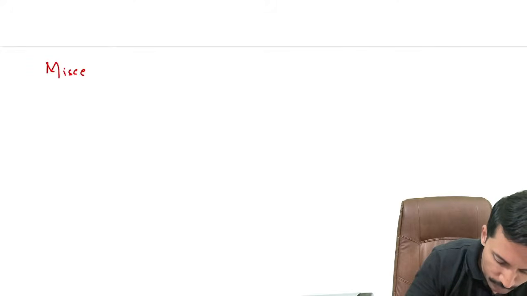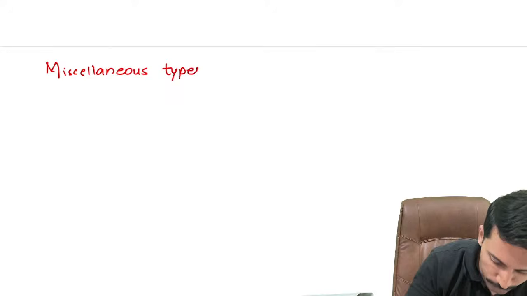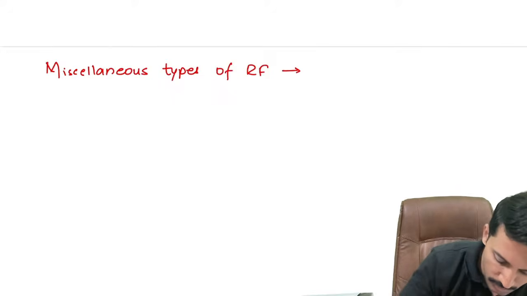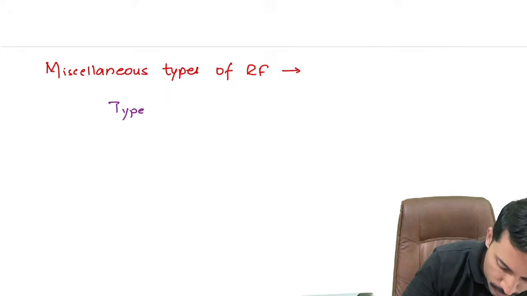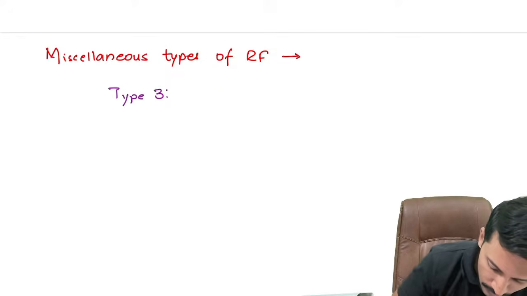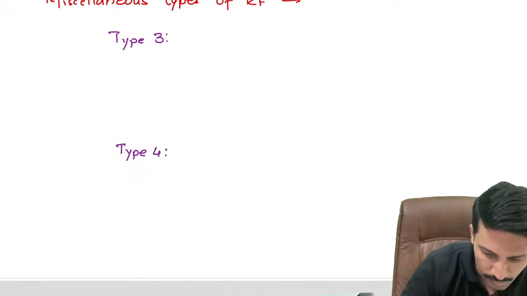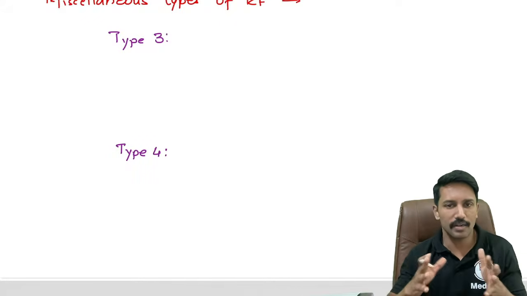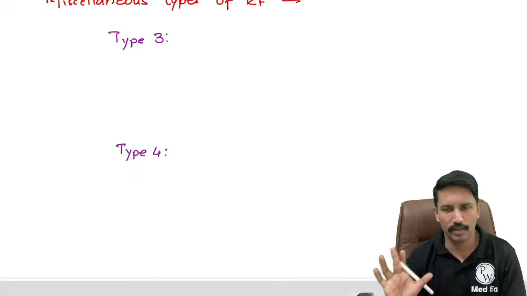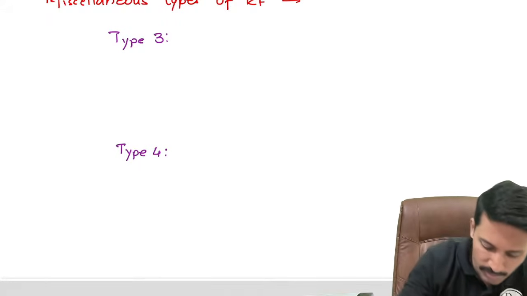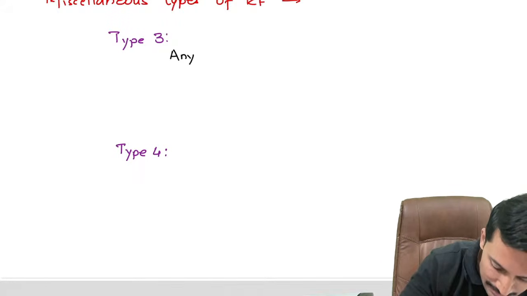Two more extra points. Miscellaneous types of respiratory failure. So there are two more additional types. One of them we will call type 3 respiratory failure, and another one we will call type 4 respiratory failure. You don't have to elaborate the underlying principles, just write two lines, just 2 points.